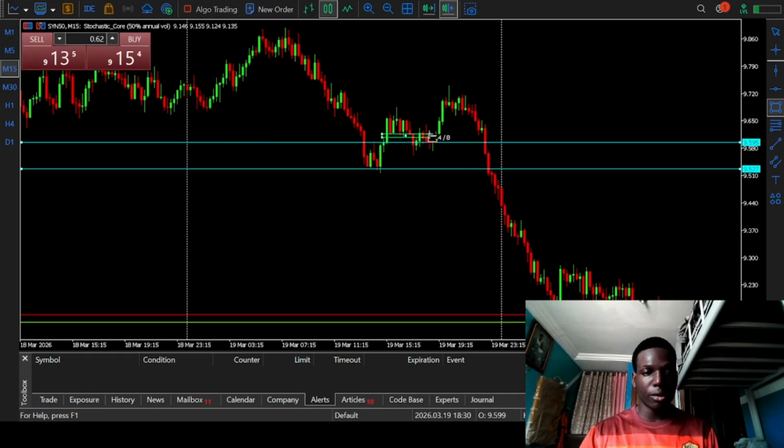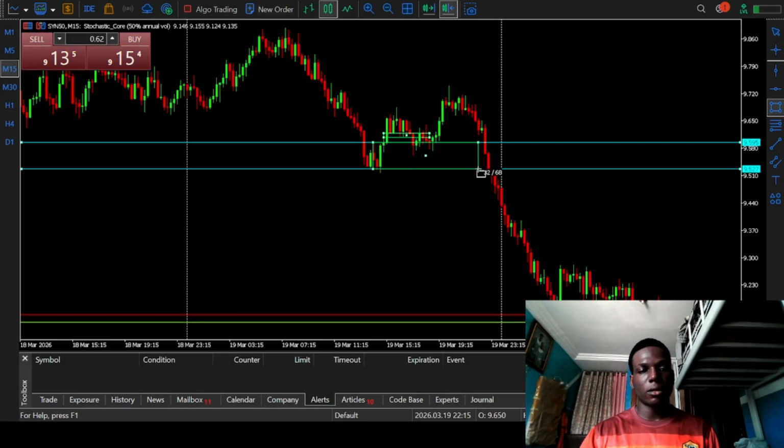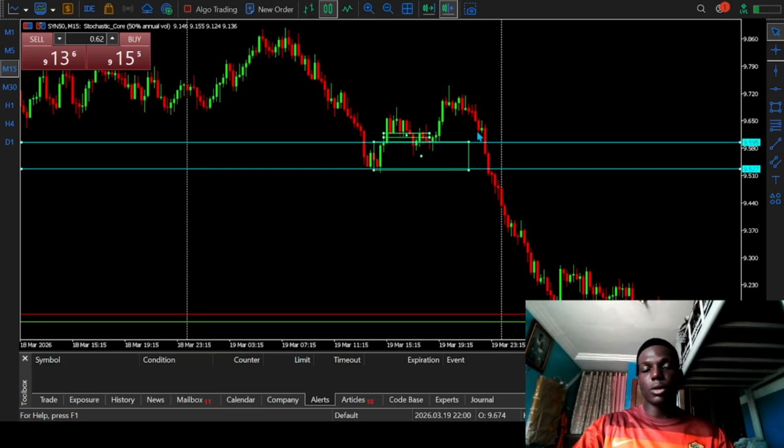And then I saw this one right here. A partial fair value gap. Okay, there's a small fair value gap, and then I was like, okay, there's also an order block. So this was literally even all four building blocks combined.